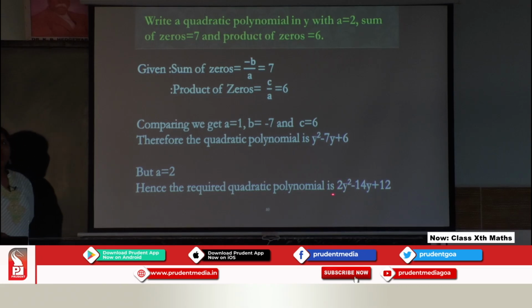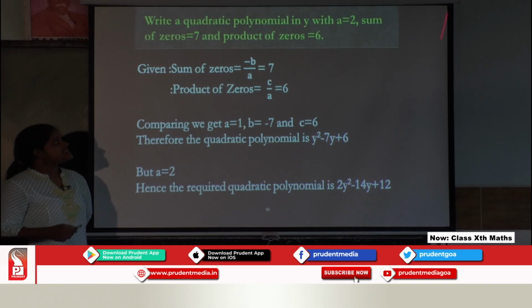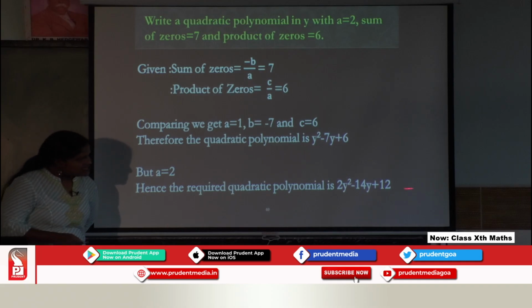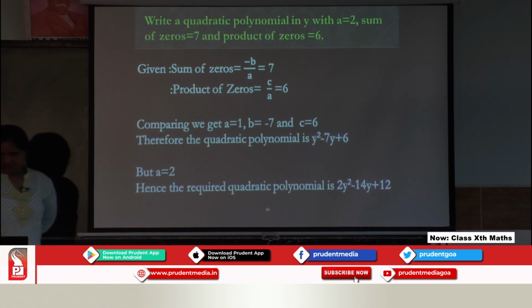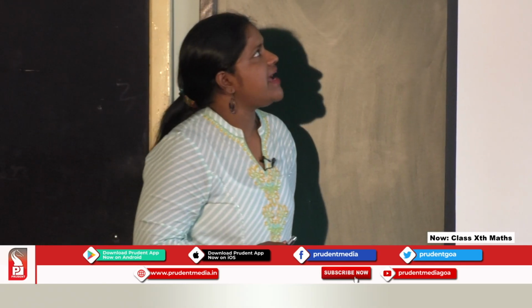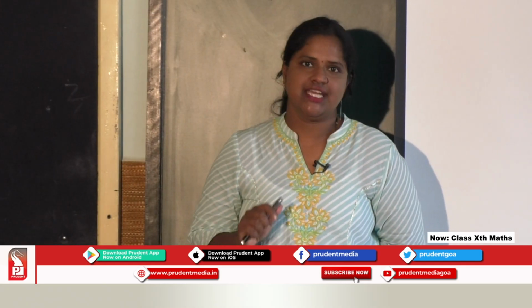So 2y square minus 7 times 2: 2 into negative 7 is negative 14 and 2 into 6 is 12. So this satisfies the condition that a is equal to 2. That is why I always mention it is one of the polynomials. Even the earlier one is accepted, but since the condition is mentioned, the final answer will look like this: 2y square minus 14y plus 12. Thus I summarize what we have learnt in this lesson.